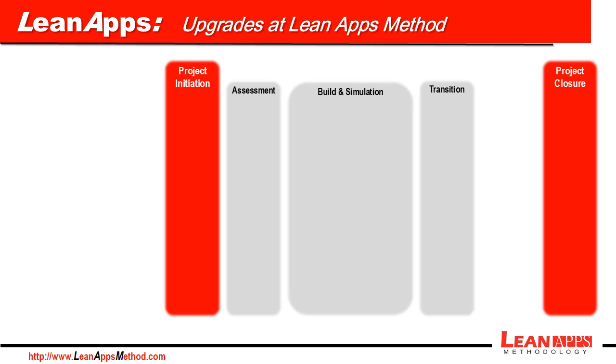CRP3 is meant to test and validate the entire solution, including all customizations, extensions, interfaces, data conversion, scripts, reports, and workflows that were developed. The fourth phase is transition, and this is where users are trained and validate the system.